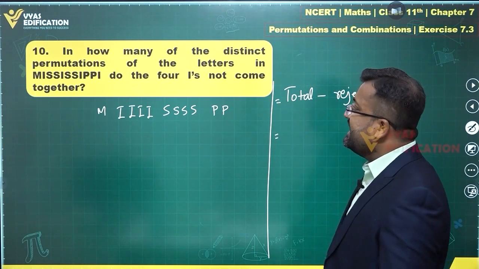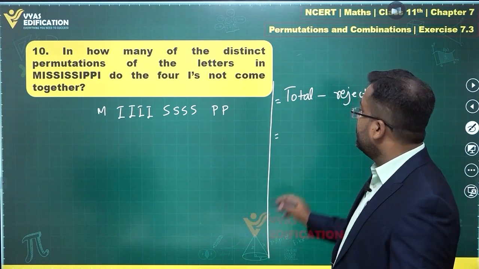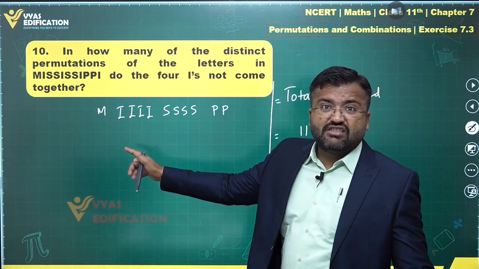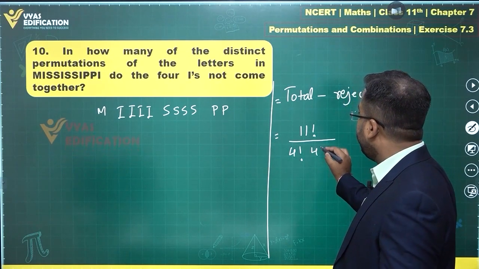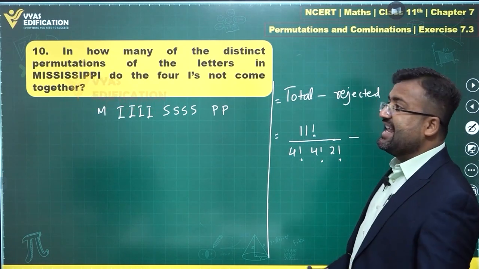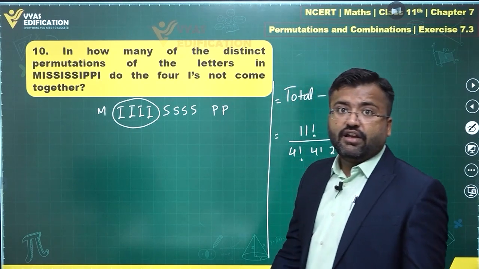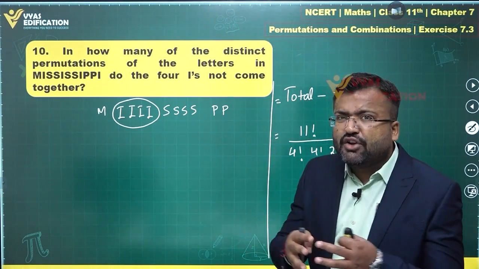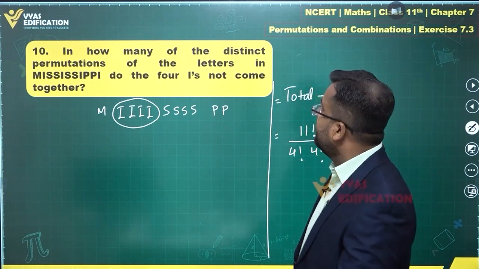The total number of ways is arranging these 11 letters at 11 places. So we'll have 11 factorial over the repetitions. There are 4 similar I's, so we divide by 4 factorial; 4 similar S's, divide by 4 factorial; 2 similar P's, divide by 2 factorial. Minus rejected, in which these 4 I's are clubbed together. They will act as one unit because they have to be kept together for the rejected cases. When the 4 I's come together, that case is rejected.